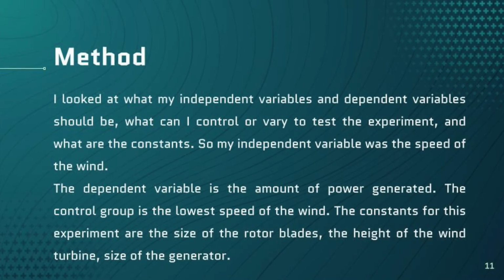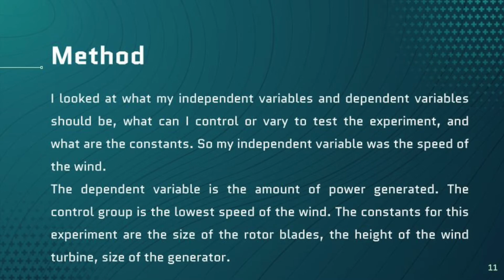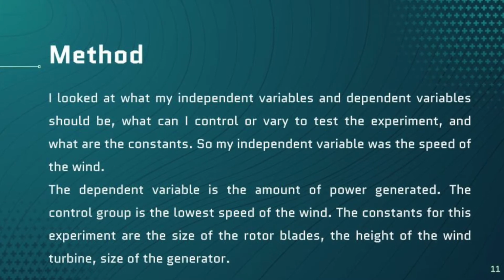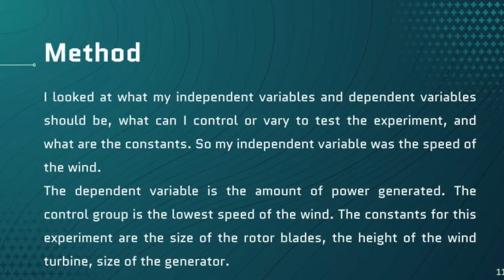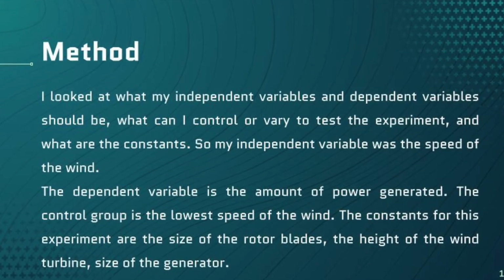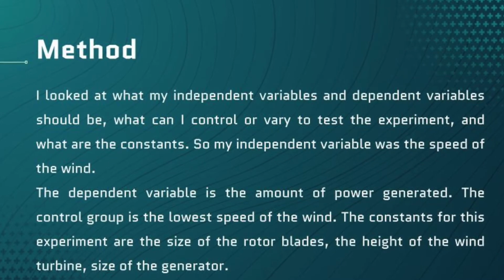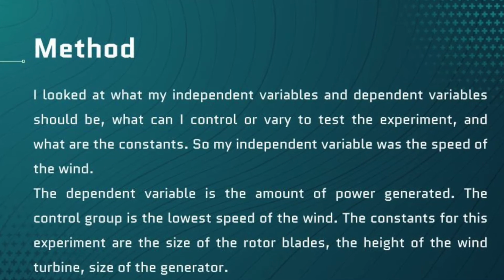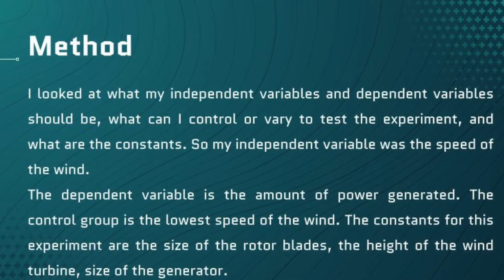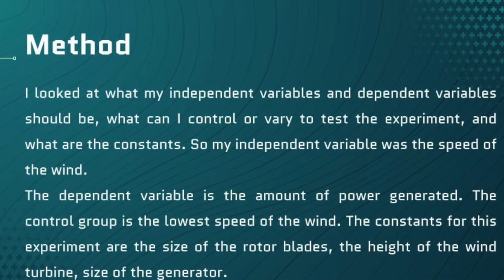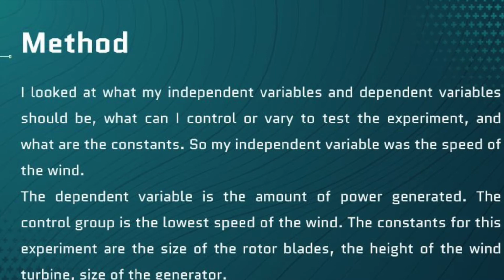For my method, I looked at what my independent variables and dependent variables should be. What can I control or vary to test the experiment? And what are the constants? So, my independent variable was the speed of the wind. The dependent variable is the amount of power generated. The control group is the lowest speed of the wind. The constants for this experiment are the size of the rotor blades, the height of the wind turbine, and the size of the generator.